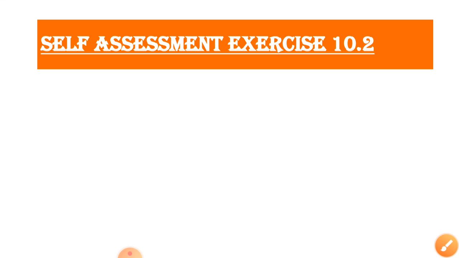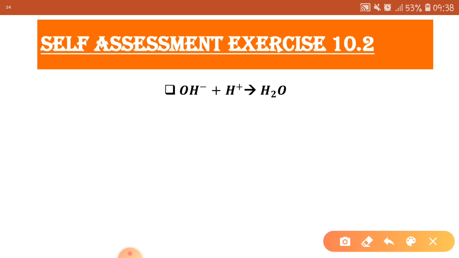Now take another example in which hydroxide ion reacts with hydrogen ion to form a water molecule. Now you will draw the electronic structure for each of the species. See here that we will first draw the valence shell of the oxygen atom. In this hydroxide ion, there is a negative charge on the oxygen atom, so there will be an additional electron on the oxygen atom.